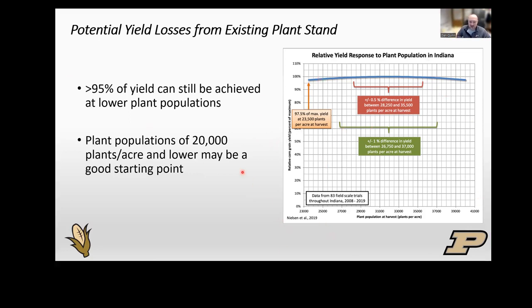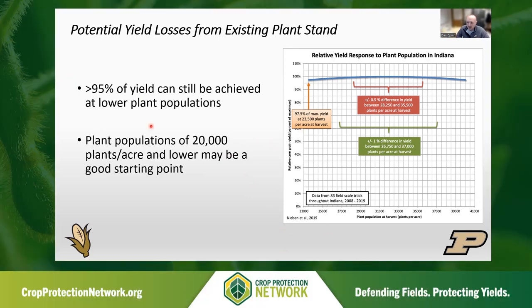So based on this figure and a lot of the data that we have at Purdue in terms of plant populations in relation to yield, around 95% of yield can still be achieved at lower populations. So you look at a plant population difference between 28,000 to 35,000, there's only a 0.5% difference in yield. Or we went from 26,000 to 37,000 plant population, there was only a 1% difference in yield. So it's not really a one-to-one relationship where if I lose 1-2 plants in a certain area, I lose X amount of bushels per acre, right? So it's not a one-to-one linear relationship. A lot of those plants can still yield pretty well at some of those lower plant populations.